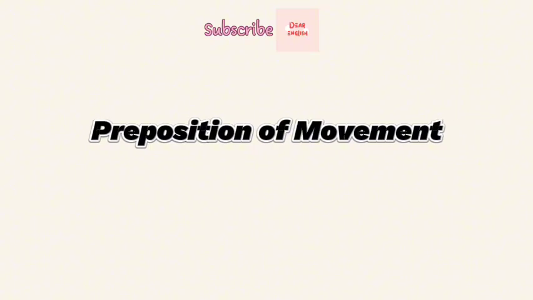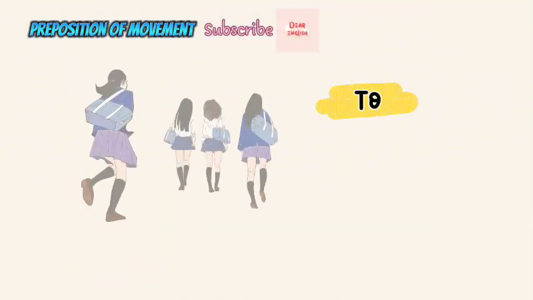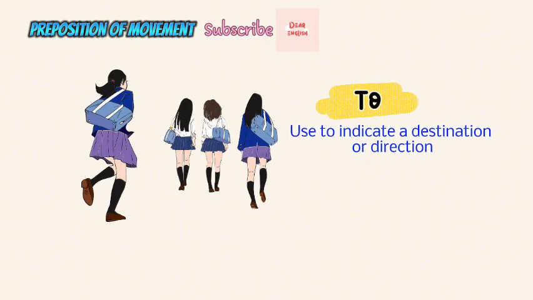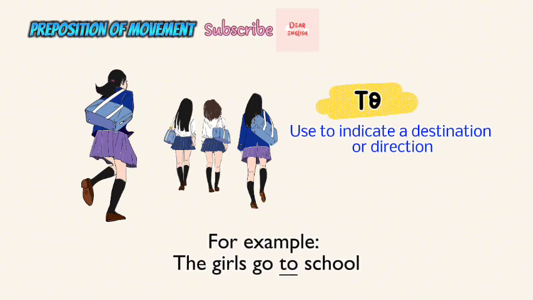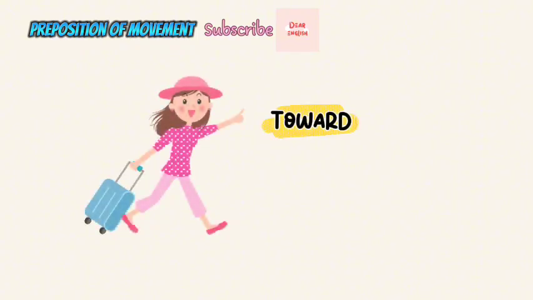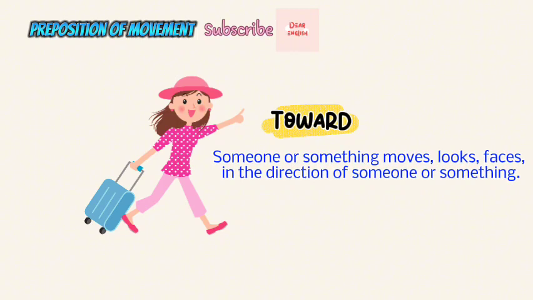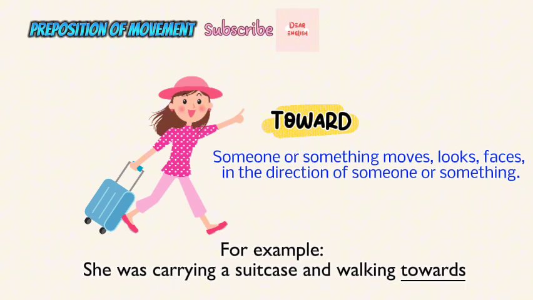Preposition of movement. To. Used to indicate a destination or direction. For example, the girls go to school. Toward. Someone or something moves, looks, faces in the direction of someone or something. For example, she was carrying a suitcase and walking towards.